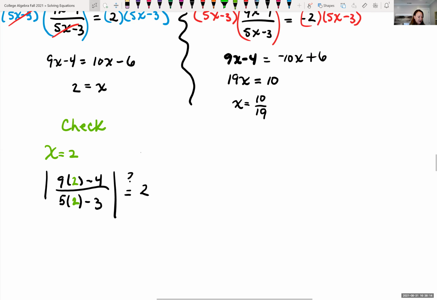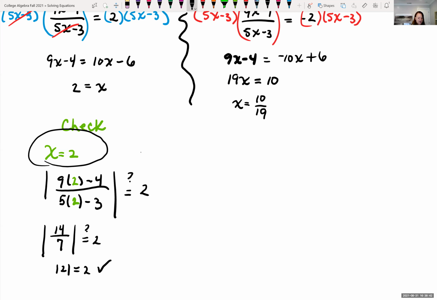So we have the absolute value, our numerator, order of operations, multiplication first, treat the numerator as a parenthesis. So 9 times 2 is 18, minus that 4. So we have 14 in the numerator, all over our denominator. 5 times 2 is 10. 10 minus 3 is 7. So I have 14 sevenths. The absolute value of that, is that equal to 2? Yeah, the absolute value of 2 is equal to 2. So x equals 2 works, and that's part of our solution.